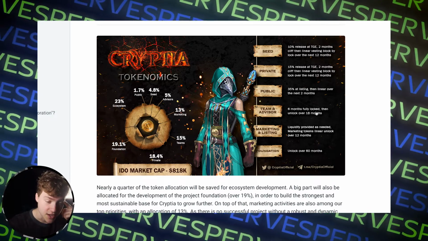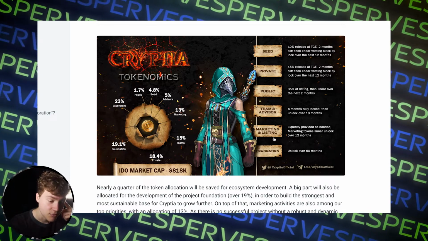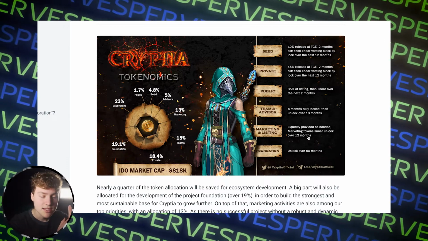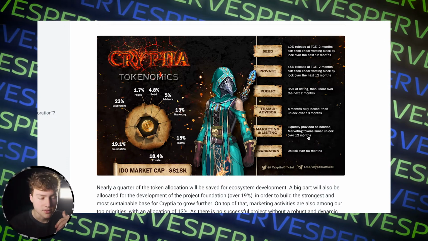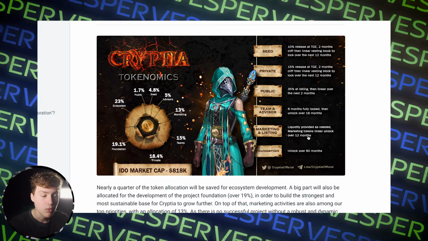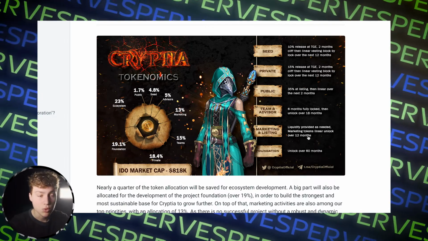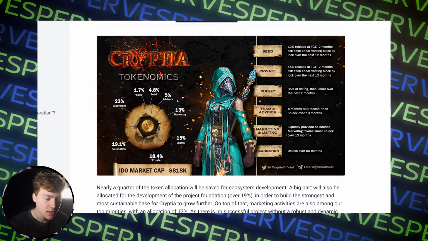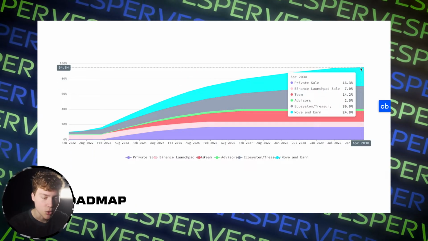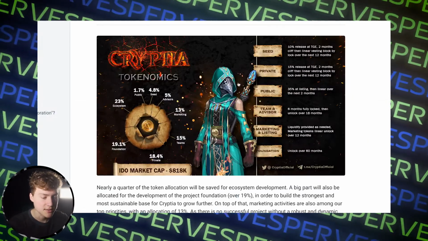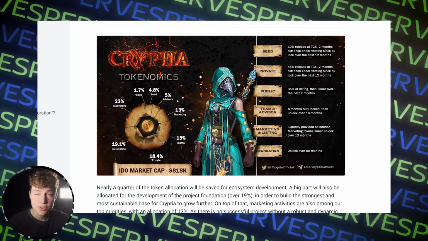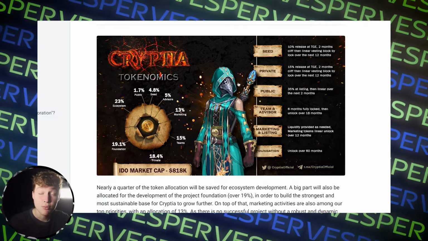And for team and advisor, it's 18 months. And for marketing and listing, it's 12 months. So we can see that over 12 months or 18 months at maximum, most of the tokens, like 80%, will be released. And unlike STEPN, which releases its tokens over 8 years, in this case, it's clear that the provision is going to be really high, so the price will probably go down.